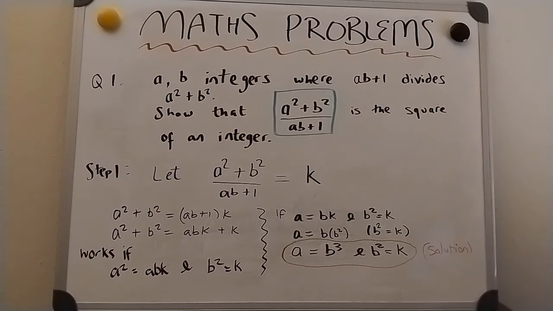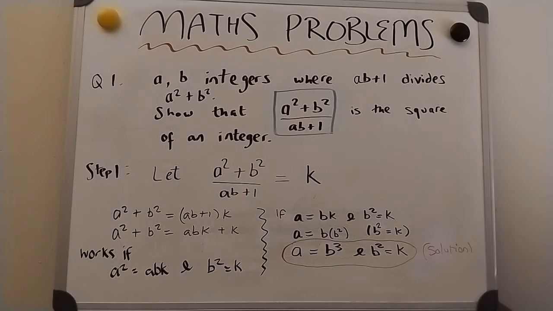In this video we're going to look at a maths problem that featured in one of the Maths Olympiads. So question 1. A and B are integers where ab plus 1 divides a squared plus b squared. Show that a squared plus b squared divided by ab plus 1 is the square of an integer.